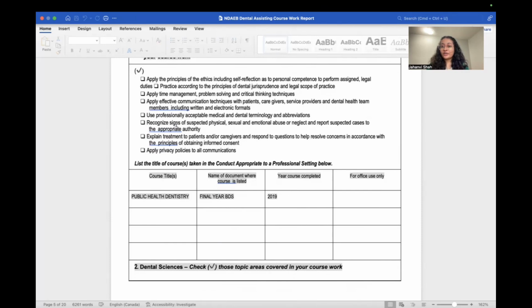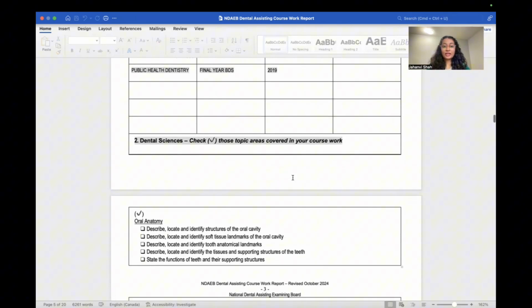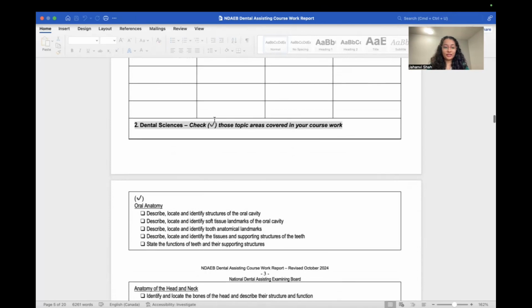Our college had all of these in public health dentistry, and it was taught to us in final BDS, and it was in 2019 that I had my final BDS. So if it was taught to you in any other year, you will just change that, and of course you will write down the year that you read them. I only studied them in public health and nothing else, so I'm just going to put public health here.